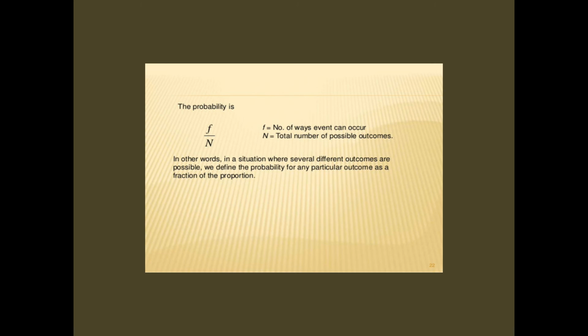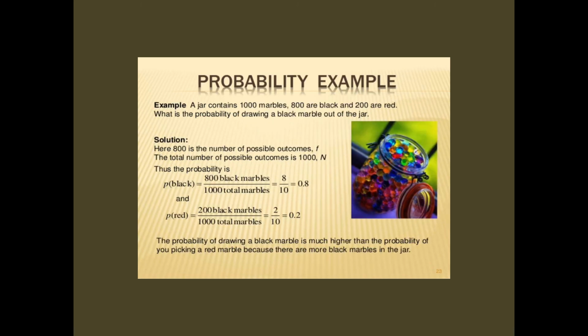Here f is the number of ways the event can occur and n is the total number of possible outcomes. Let us understand probability using the following example. A jar contains 1000 marbles in which 800 are black and 200 are red. What is the probability of drawing a black marble out of the jar? Here 800 is the number of ways, that is f, and the total number of possible outcomes is 1000, which is n.